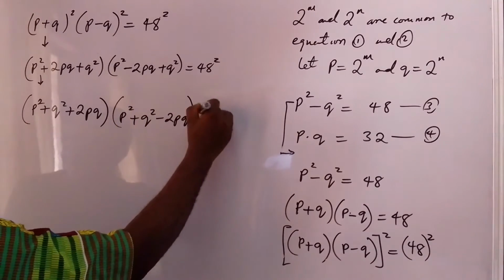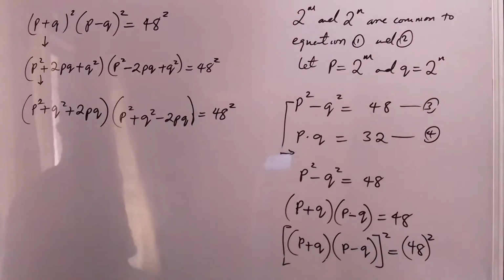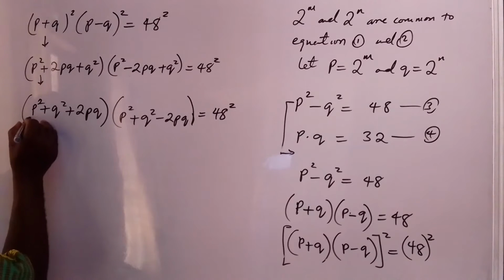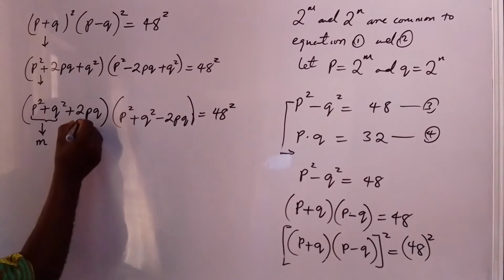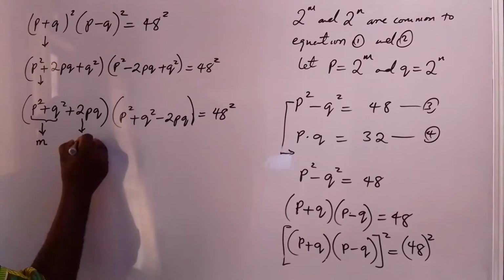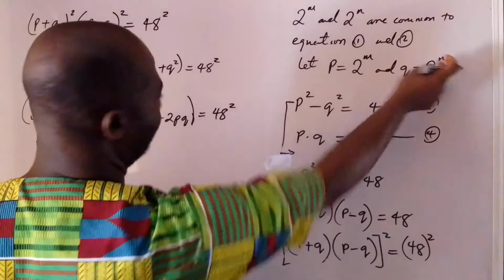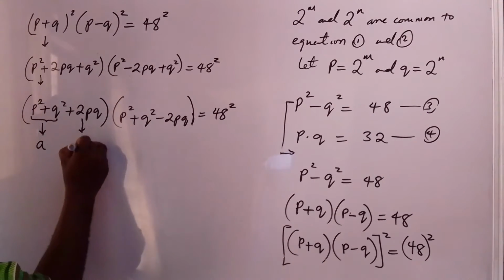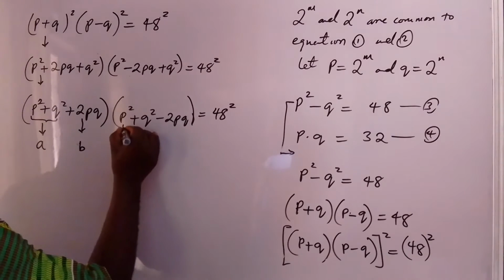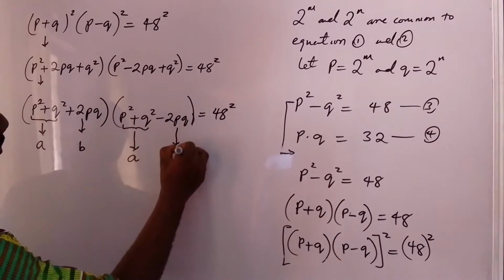So this is looking more like a difference of two squares. To turn this into a difference of two squares, I'm going to say that p squared plus q squared should represent m, and 2pq should represent n. Or rather, since we already have m and n here, let me use different letters. This time I will use a and b. The same thing will apply here: this will be a, and this will be b.